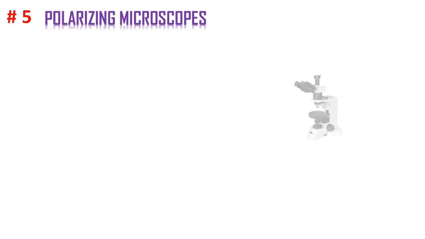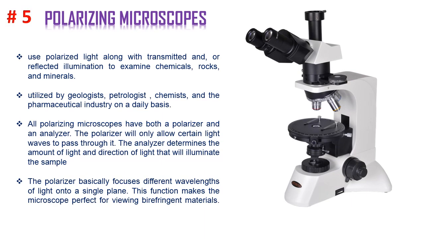And number 5, polarizing microscopes, which use polarized light along with transmitted and or reflected illumination to examine chemicals, rocks and minerals. Utilized by geologists, petrologists and chemists and the pharmaceutical industry on a daily basis.